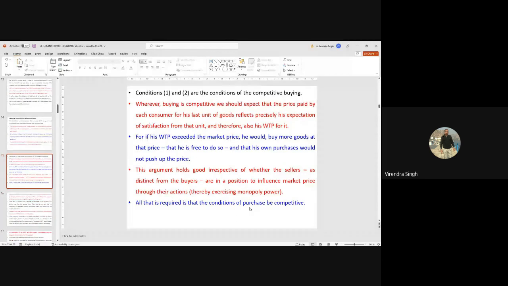Conditions first and second are the conditions of competitive buying actually. Wherever buying is competitive, we should expect that the price paid by each consumer for his last unit of good reflects precisely his expectations of satisfaction from that unit, and therefore also his willingness to pay for it.